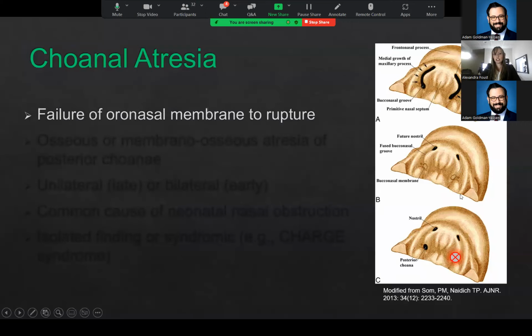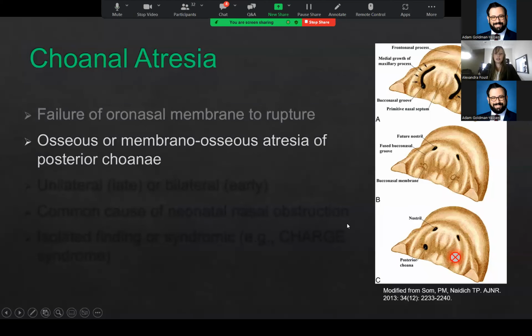So in choanal atresia, the problem that we run into is that this oronasal membrane posteriorly never really ruptures. As a result, you don't open up the back of the nasal cavity appropriately. The fusion, at least in the literature, has always been either osseous or membrano-osseous, an atresia plate. You can have choanal stenosis as well, where the pathway may be ruptured but incompletely. But in the case of atresia, it's always osseous or membrano-osseous.